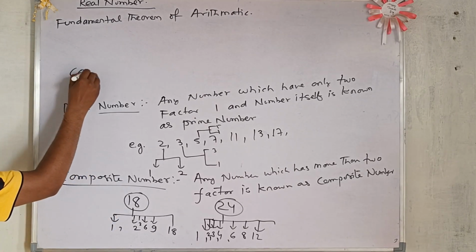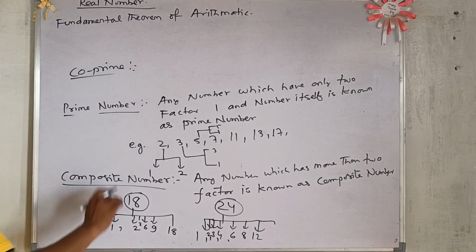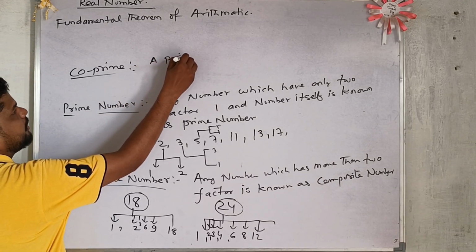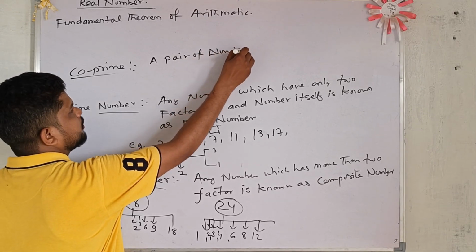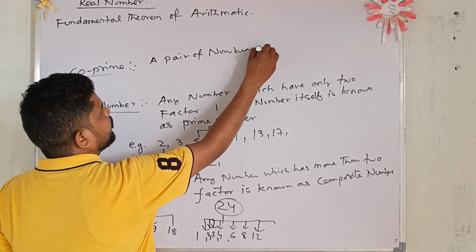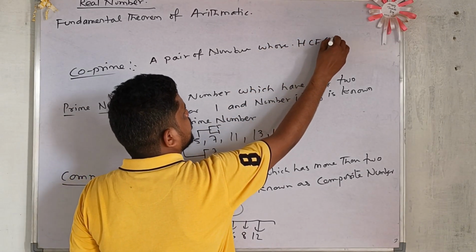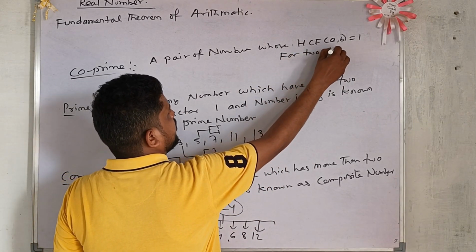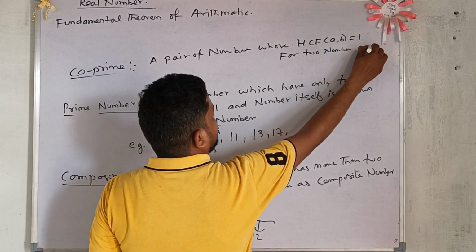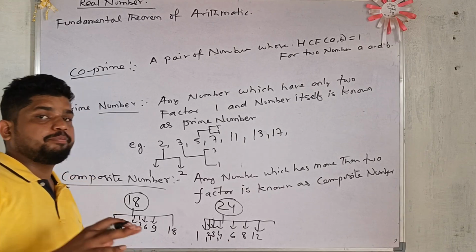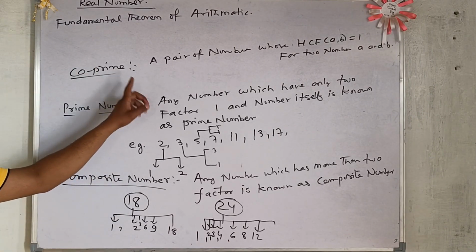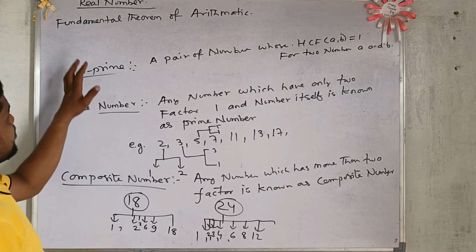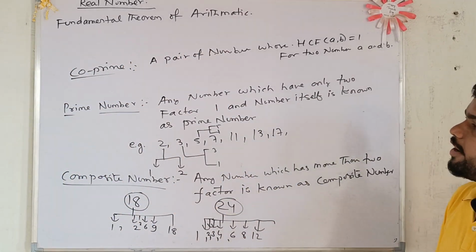Now talking about co-prime. As you all know, till 9th we learned that co-prime is a pair of numbers whose HCF is 1, for any two numbers A and B. Co-prime is a pair of numbers, such a pair whose HCF is 1, what are they called? Co-prime.